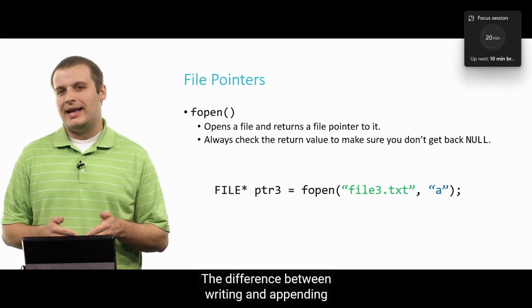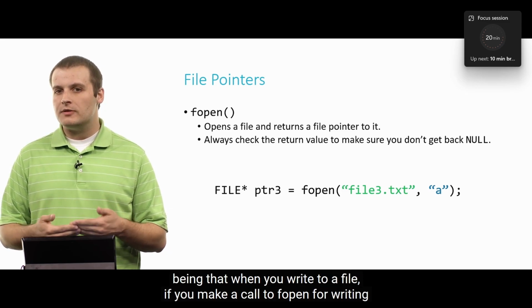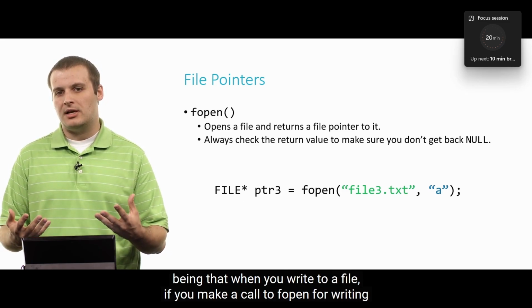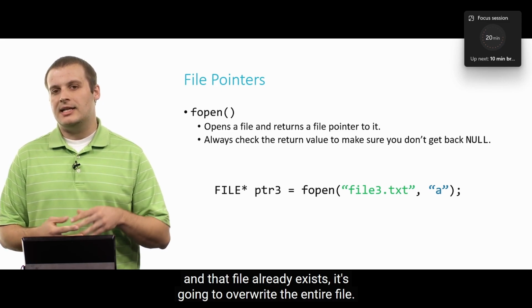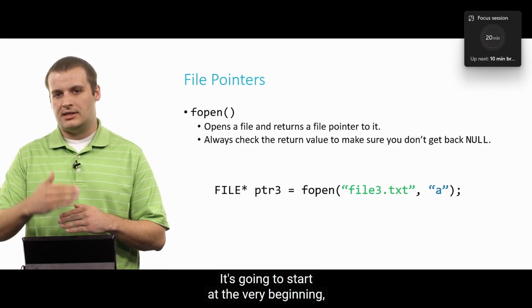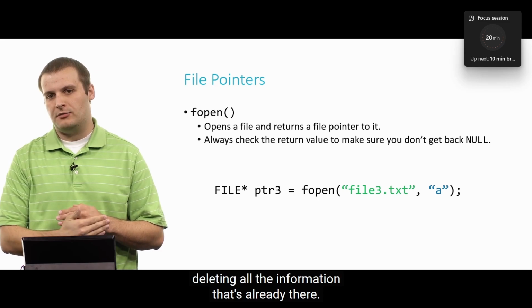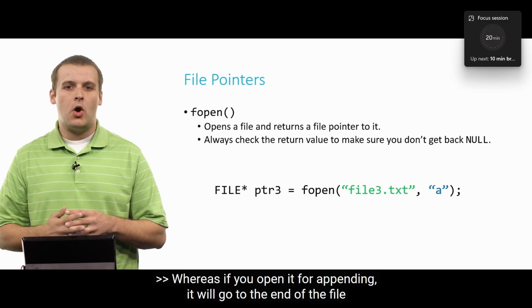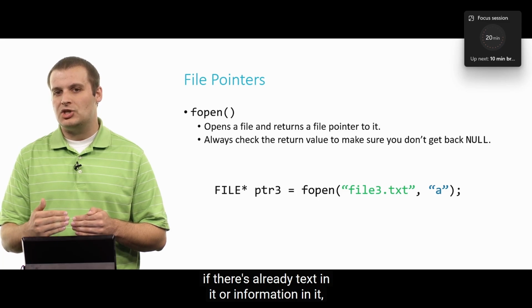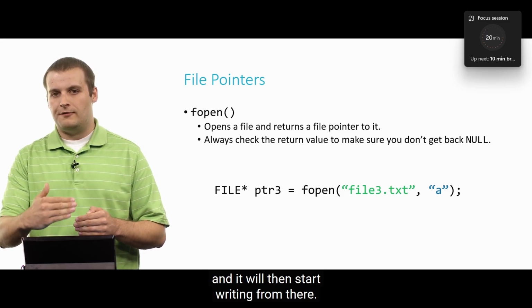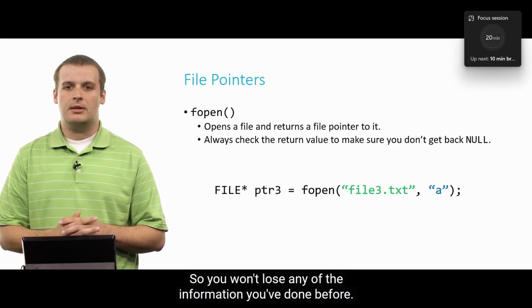The difference between writing and appending being that when you write to a file, if you make a call to fopen for writing, and that file already exists, it's going to overwrite the entire file. It's going to start at the very beginning, deleting all of the information that's already there. Whereas if you open it for appending, it will go to the end of the file if there's already text in it or information in it, and it will then start writing from there. So you won't lose any of the information you've done before.